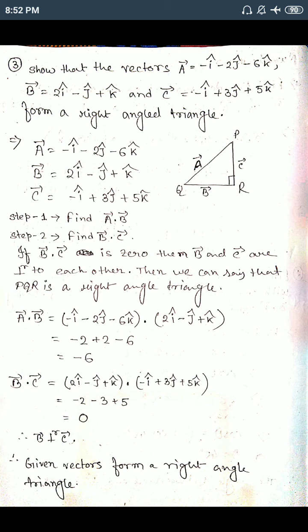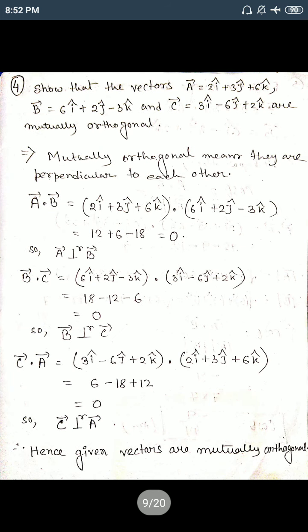So A and B are not perpendicular to each other. Now B dot C, putting the values, we get 0. That means the B vector and C vector are perpendicular to each other, so the angle between B and C is 90 degrees. So we can say that the given vectors A, B and C form a right angle triangle.